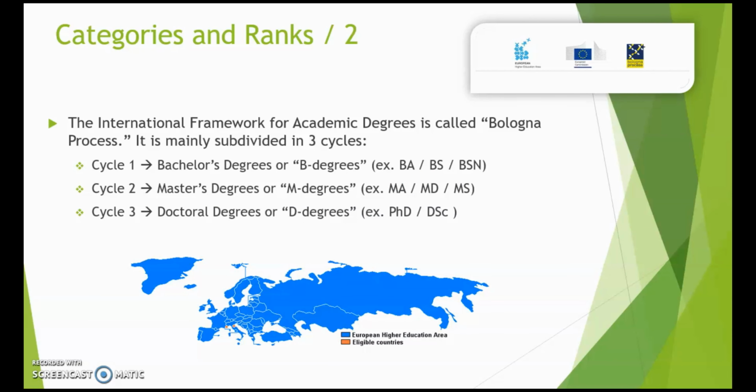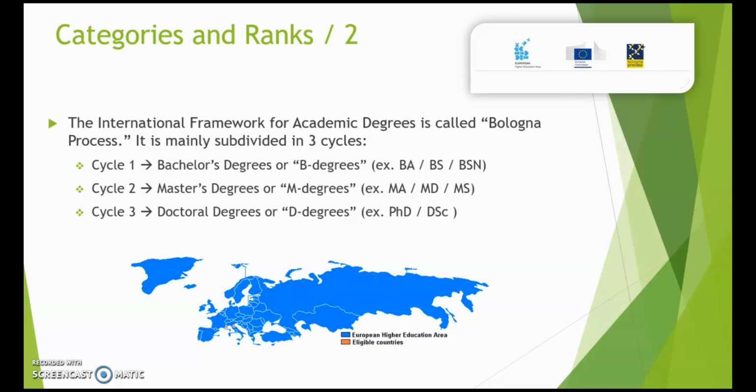All right, now, how to find oneself understanding the complexity of degrees and certifications out there. A good way to familiarize with the process is to understand categories and ranks from the perspective of academia. Okay? So what do I need to study to become, let's say, a nurse? What do I need to study to become a surgeon? What do I need to study to become a social worker?